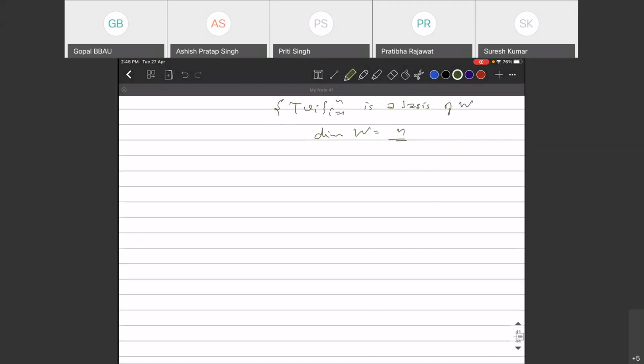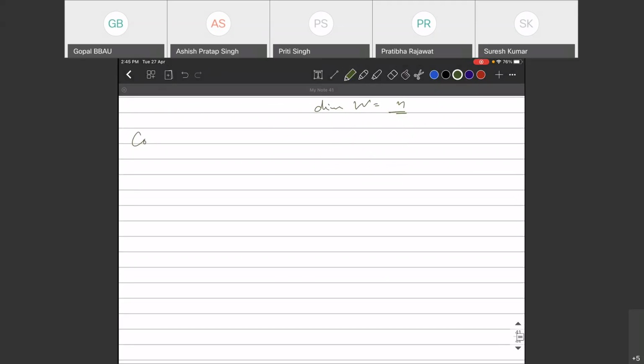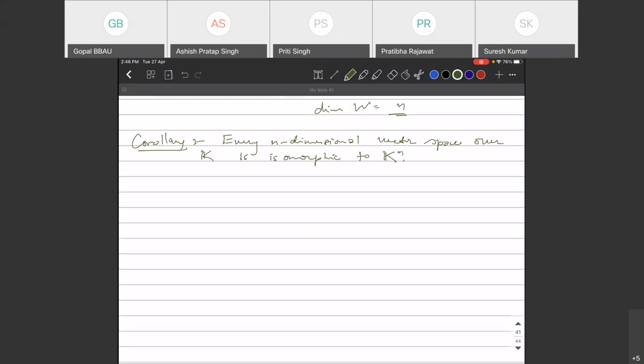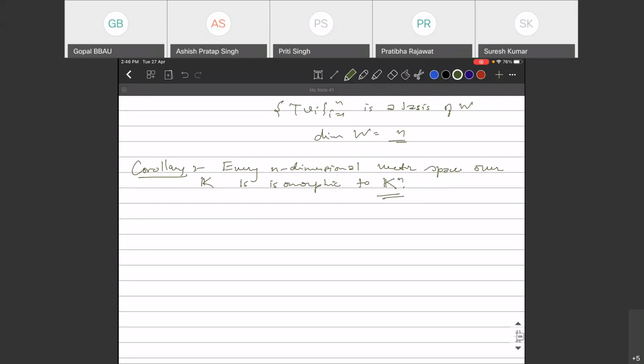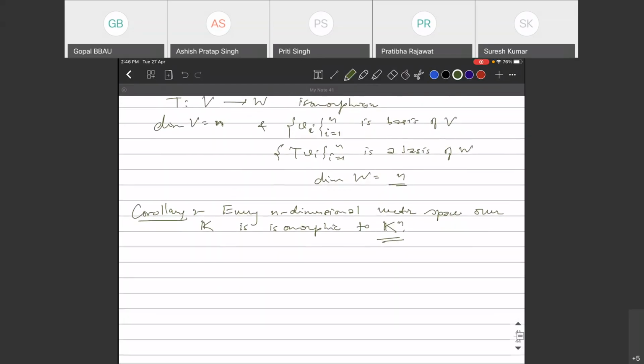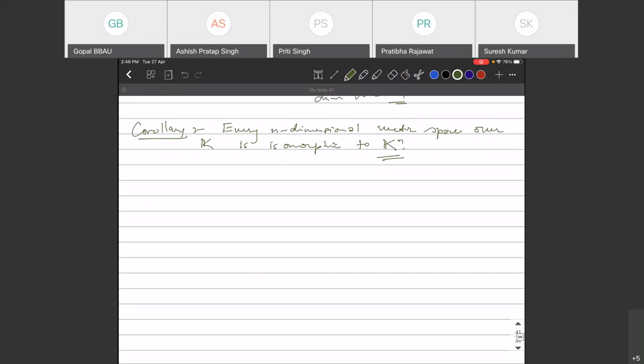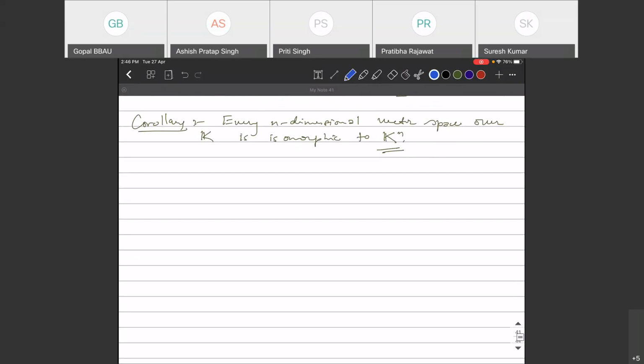So now the corollary: every n-dimensional vector space over K is isomorphic to K^n. So we have already proven this. We know the dimension of K^n is n, and a vector space which is n-dimensional will be isomorphic to K^n. We have already proven this, but we have an independent proof as well. So let's see an independent proof of this, and it is easy.